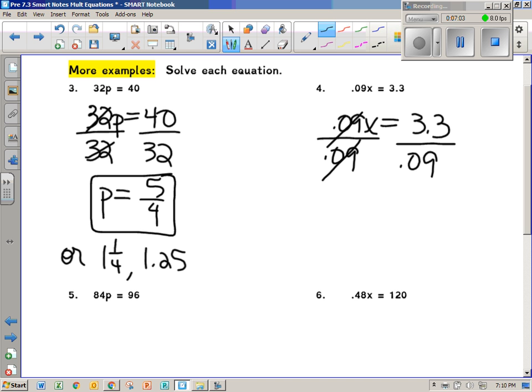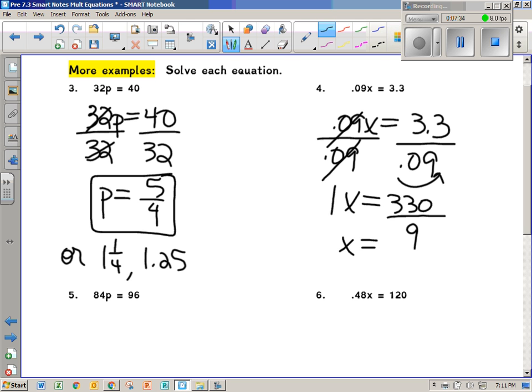So 0.09 divided by 0.09 is 1. So you have 1x. Remember, we're not saying x is 1. We're saying the number in front of x is 1. 1 times x is just x, so we don't write 1x. Over here, you've got to do some work on that denominator. It would become a 9 when you multiply or shift it over 2 places. So if you shift it over 2 places on top, you'd get 330.